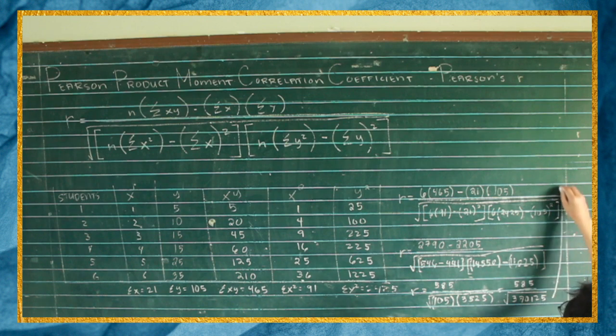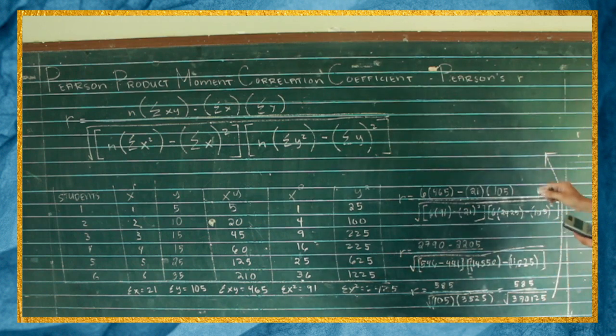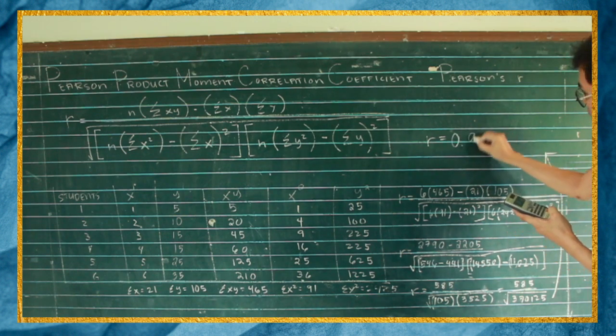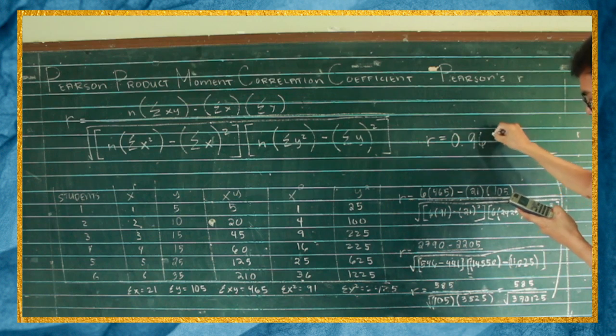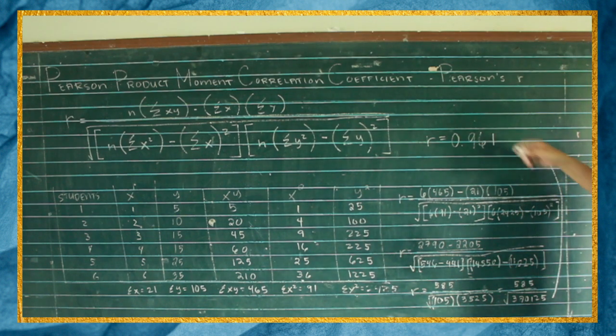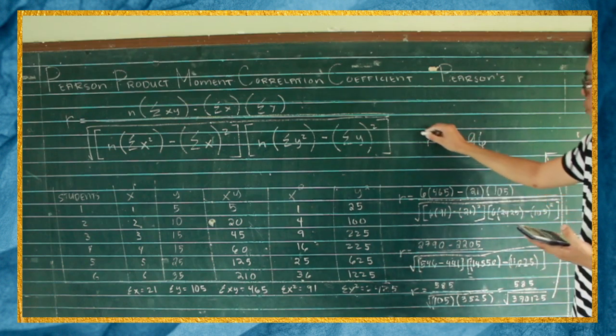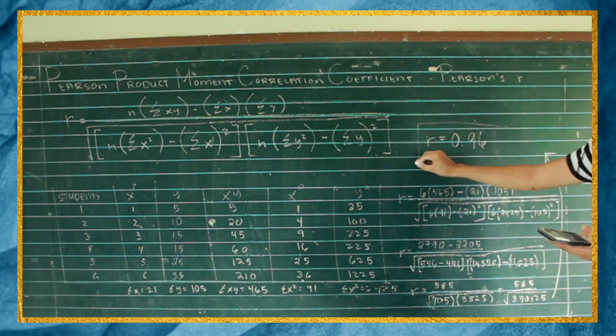So, pinaka-final answer natin, kung ano ba? So, idiretso ko na, r is equal to 585 over the square root of 370,125. So r is equal to 0.961. Okay, so kailangan lang natin 2 decimal places. So, dahil ito ay 1, as is tayo sa 6, hindi siya magiging 7. So, ang computed natin na Pearson r is equal to 0.96.